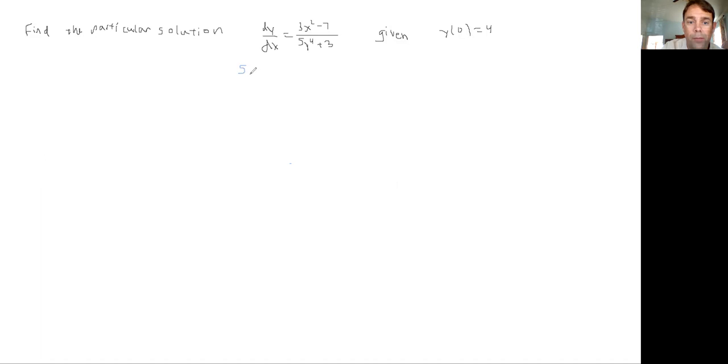So we have 5y to the 4th plus 3. We get all our variables separated here. 5y to the 4th plus 3 dy equals 3x squared minus 7 dx. Integrate, integrate. And friends, I end up with y to the 5th plus 3y equals x cubed minus 7x plus c. Now, look at the left-hand side. There is no way I can get y by itself. So since I can't get y by itself, that's okay. We call that can't isolate y.